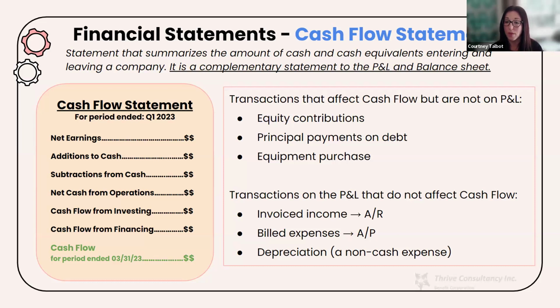There are certain transactions on the profit and loss statement that do not actually affect cash flow. For example, invoiced income, so accounts receivable. On the profit and loss, you're going to see all the sales made within one month. But if you have net 30 payment terms for your customers, none of that is going to be cash until the following month. So there's no cash flow to tie to that. Billed expenses are the same. If you look on your profit and loss and you're using the accrual method, you might see a lot of expenses there. You've probably gotten invoices for them, but you haven't paid them yet. So there's no cash transaction.